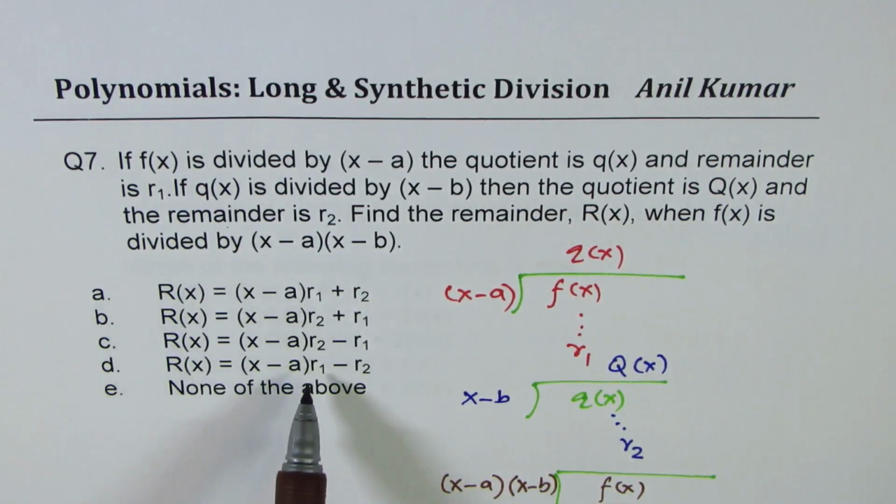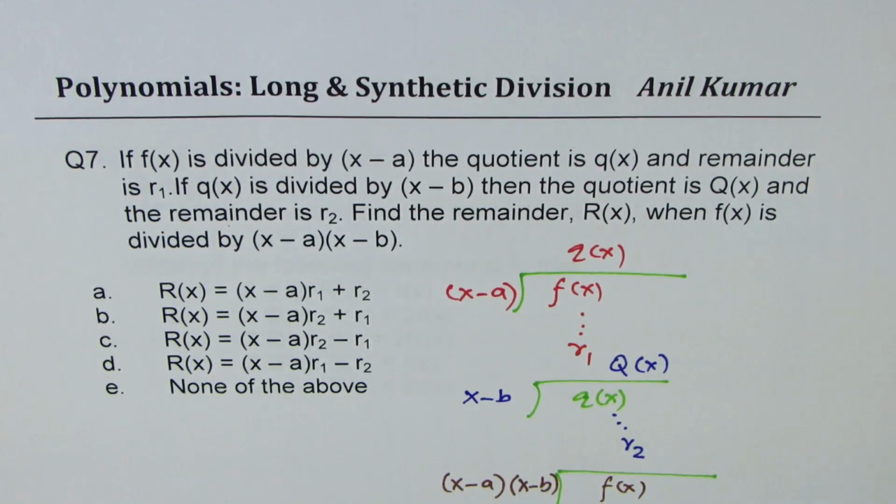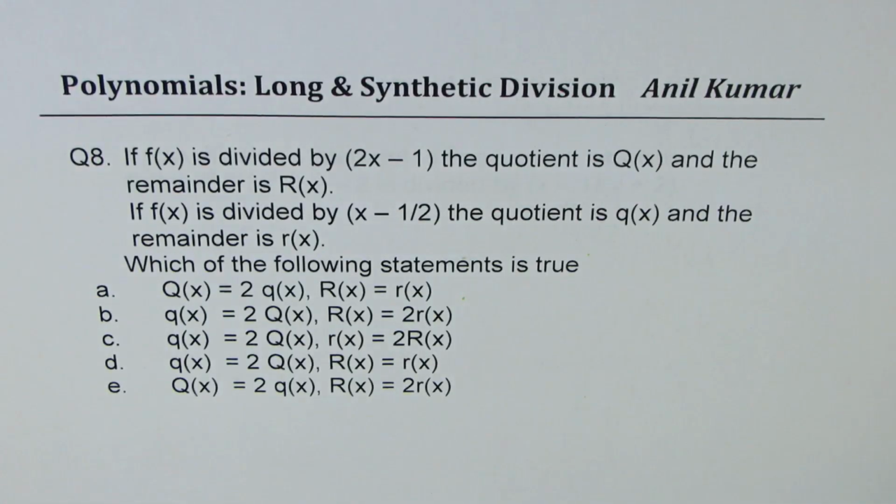And all these options are relating this remainder with the previous two remainders. Now this is a very important question. I would really like you to think over it, then solve. Now let's get to the next question, which is question number 8.